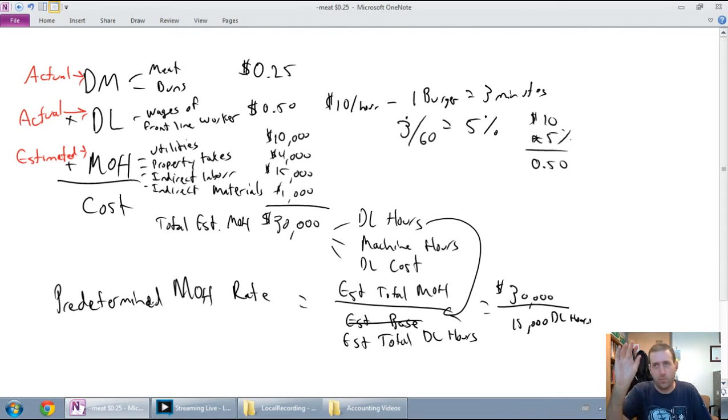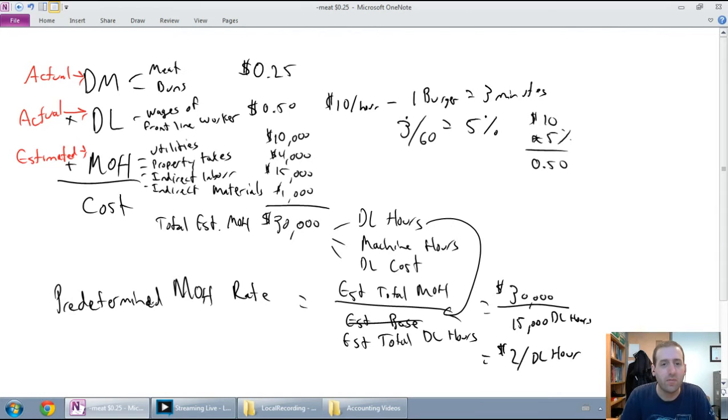Well, you just add up your employees. You say, okay, these are my frontline employees. This is how many hours they're going to be working. And you get their estimated labor hours. So I'm saying I'm going to have 15,000 direct labor hours in my company for the year. So now I have a rate, $2 per direct labor hour. Great, $2 per direct labor hour.